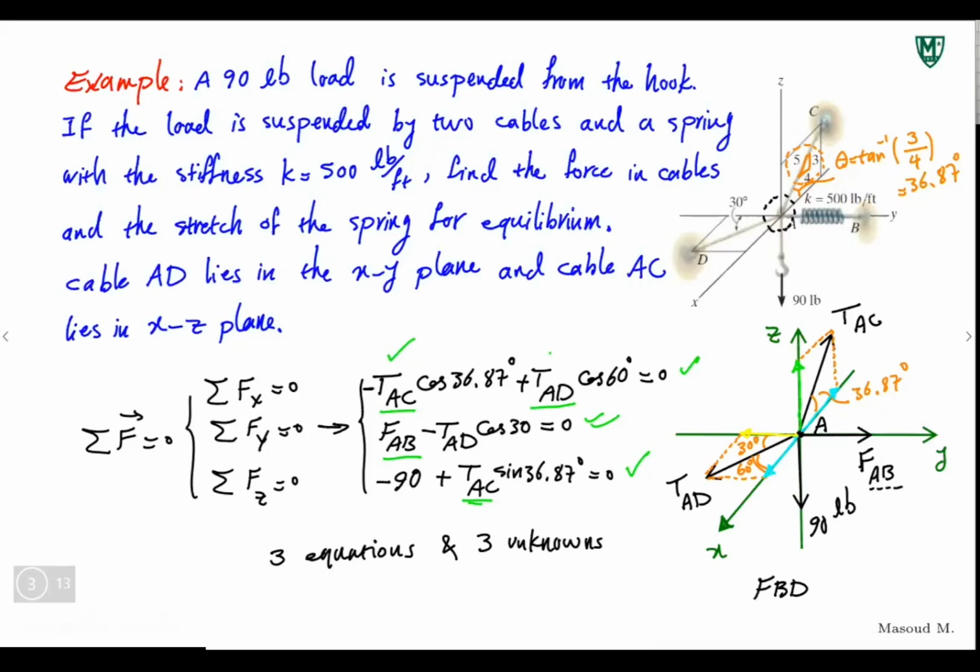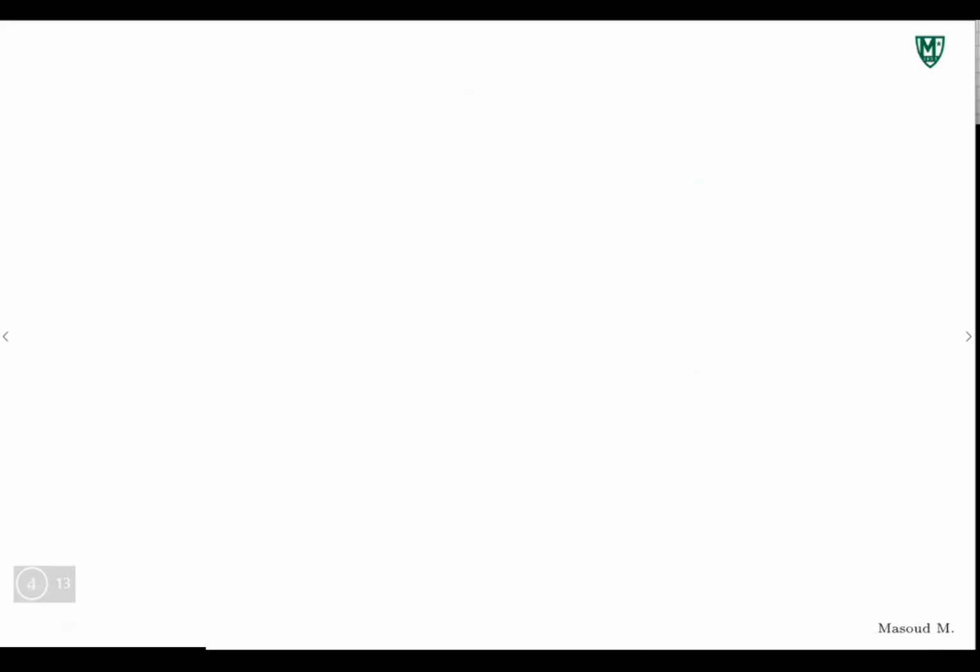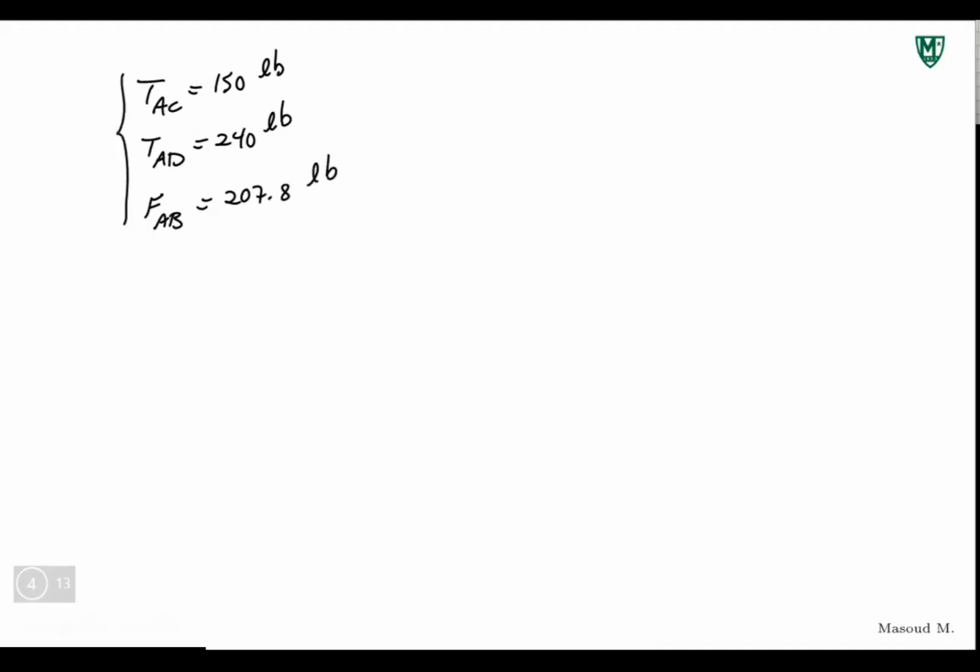If we do the process I just said, find TAC, then plug it back into the first equation, find TAD and FAB, we can find everything we need. So TAC becomes 150 pounds. TAD becomes 240 pounds. And then eventually FAB, I believe, will be 207.8 pounds. So this is what we were looking for in the first part of the problem. I'm going to come back to this page.